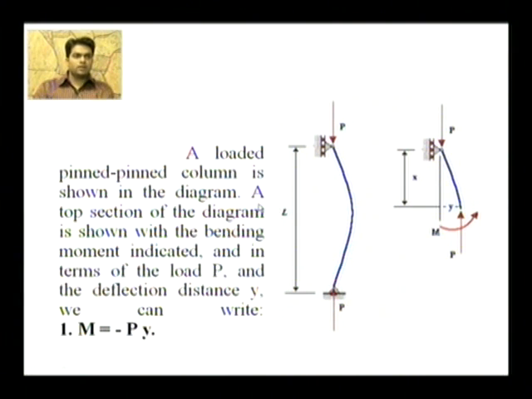A top section of the diagram is shown with the bending moment indicated. This is a diagram for the top corner, you can say. A bending moment M is there. We are exerting a load P from both sides, at a distance x from the top, and the deflection distance is y. Then we can write that M, the bending moment, is equal to minus P multiplied by y.